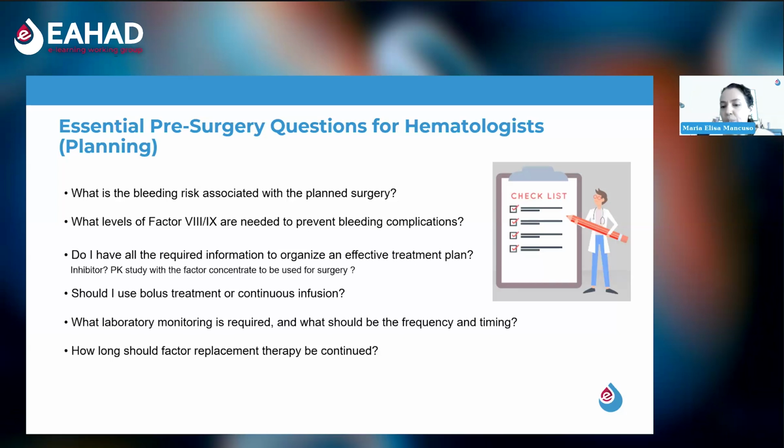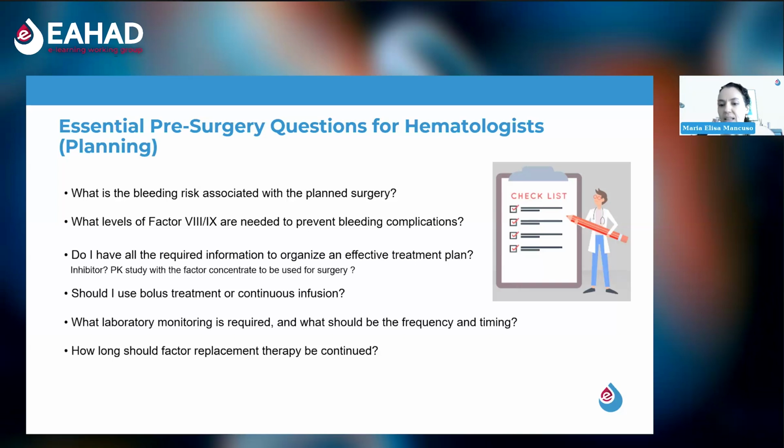this will be somehow reproduced during the setting of the surgery, even though we also have to take into account that at the very beginning of the surgery, the consumption may be a little bit higher. And so we may have a decay curve which is a little bit different from a PK profile studied in a non-bleeding state. So having said that, we can also plan how to treat these patients during the surgery.